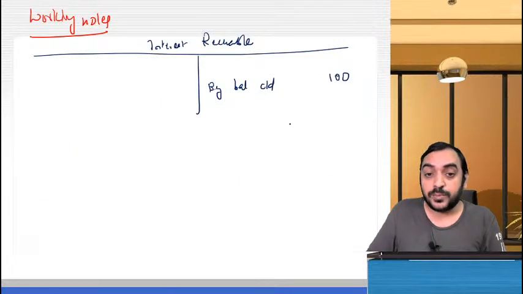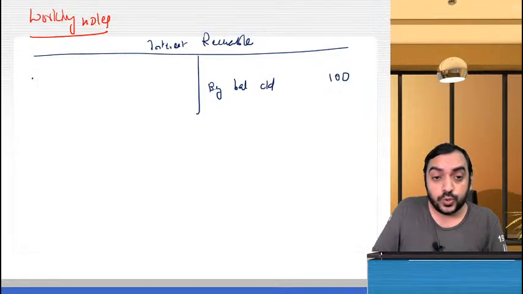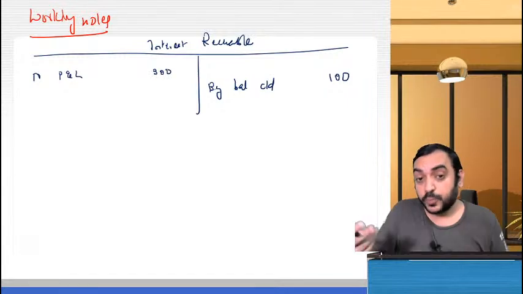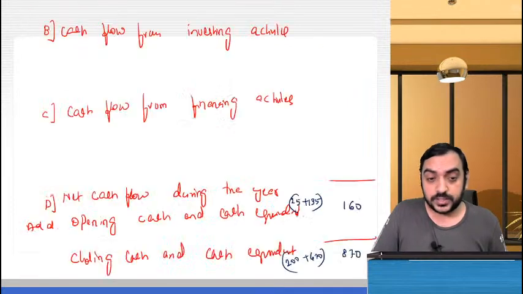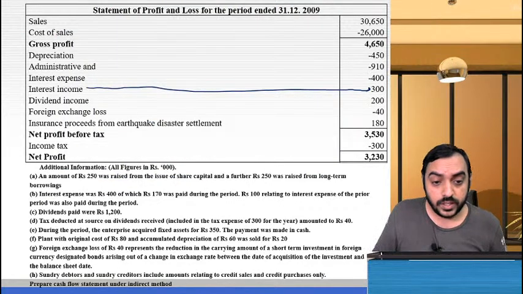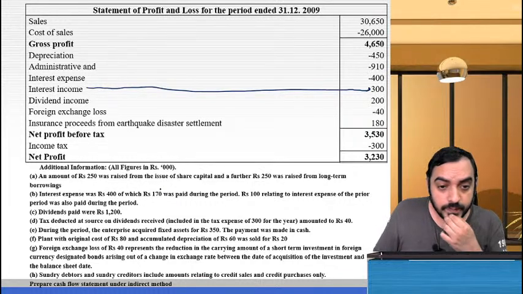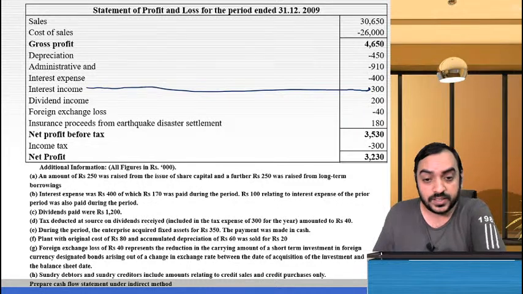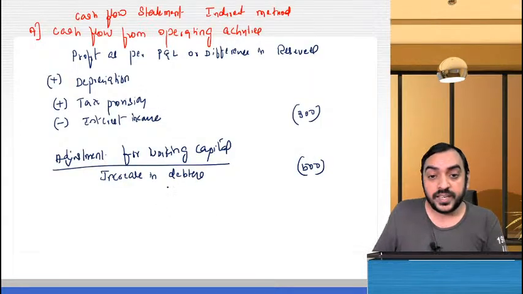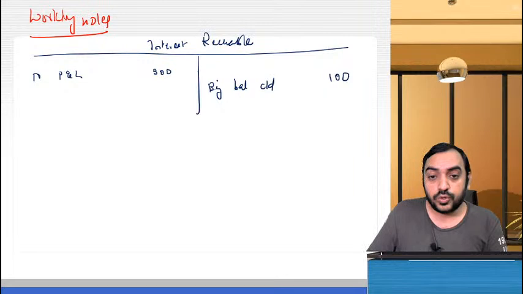Interest receivable to P&L, 300 current year income. So balance, did you receive 100 fully? No. Why? There is one more adjustment. What adjustments? Interest expense, nothing actually. Tax deducted at source, dividend received. On dividend received, nothing relating to this one. So how much was received by the bank? How much interest received? 170.